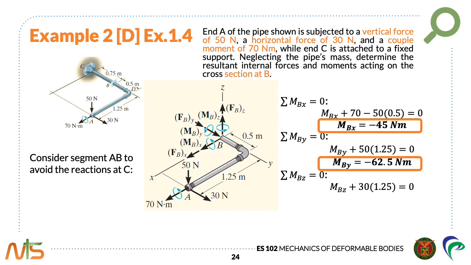We therefore have MBZ equal to negative 37.5 Newton meters. Since again it is a negative scalar, the direction of our moment at point B about the z-axis is directed in the negative z-axis.